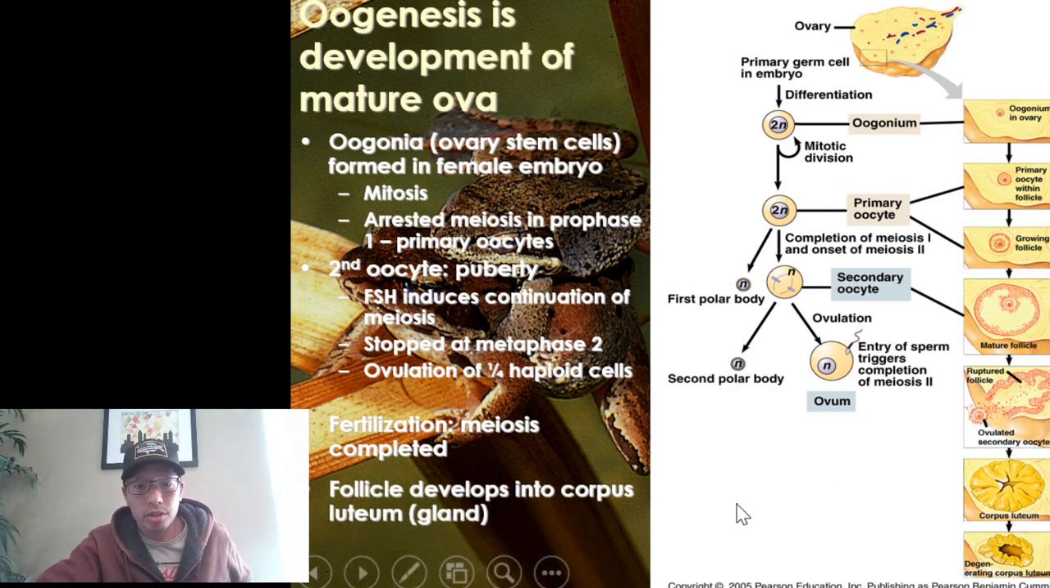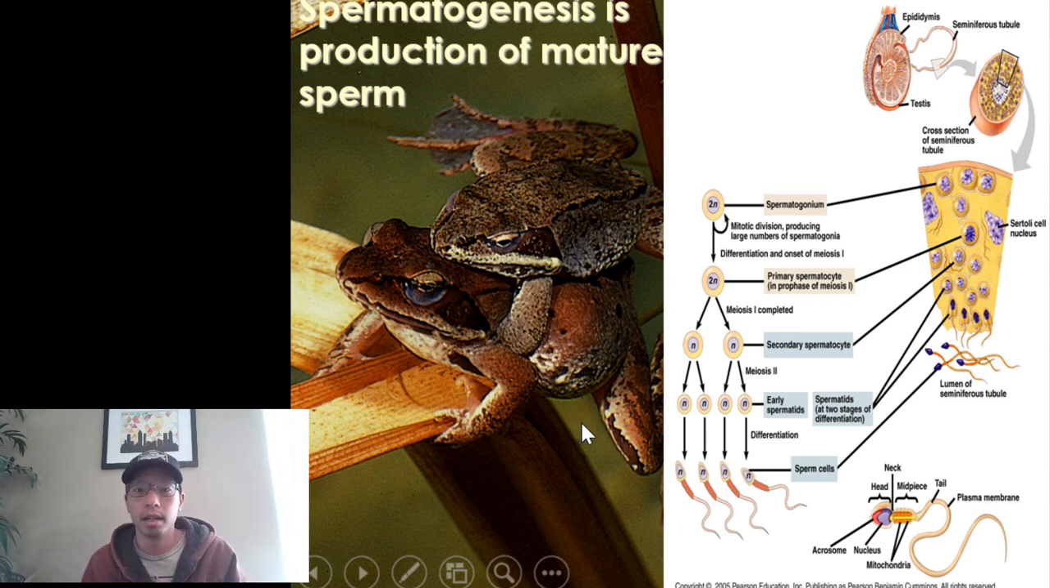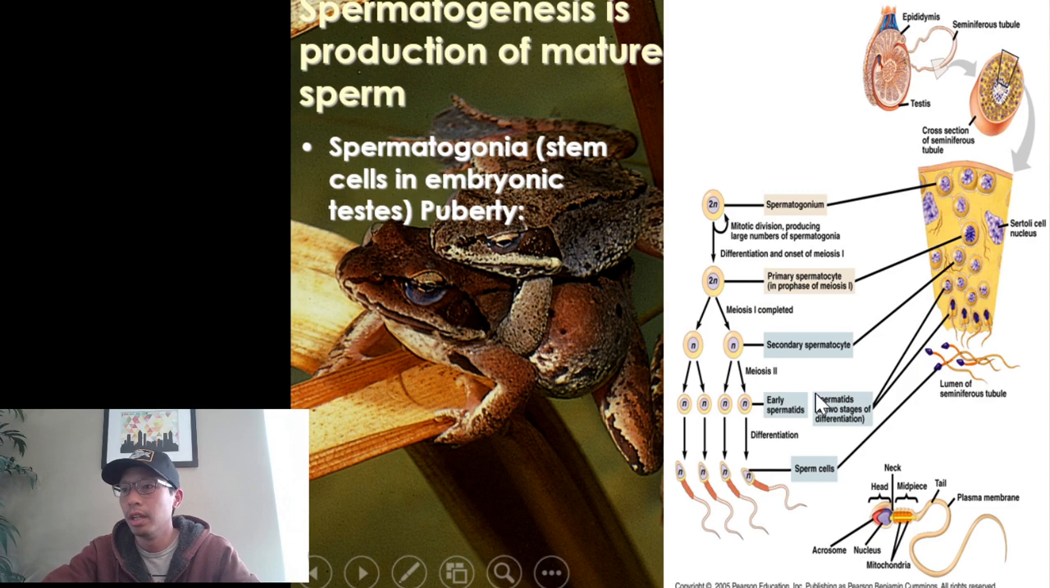And as I mentioned, the follicle develops into the corpus luteum. Now, on the guy's side, I'm going to go through this quickly because it's pretty straightforward. You can see from the picture here that we have one sperm.